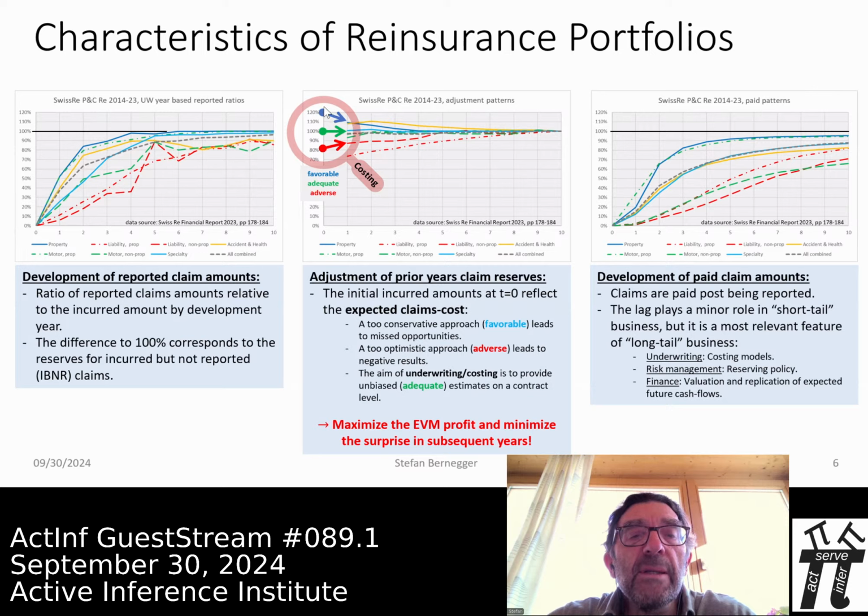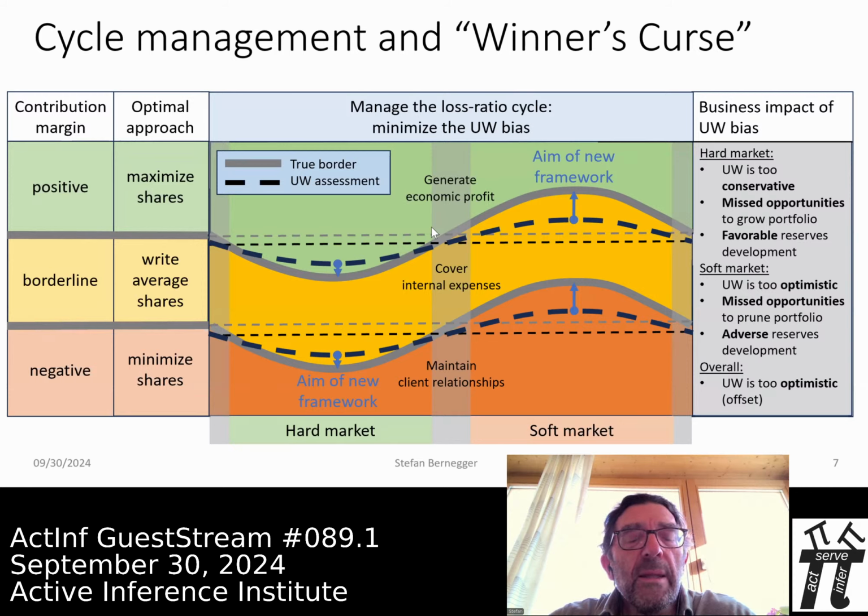But overall, we can say some business starts too high and then has a favorable development. Some starts just at the right level and it's all flat, or you have an adequate estimate at the beginning, and in other cases it's adverse. And this is basically what we want to avoid. Now, there is another complication, and this is that the market is not stable. The market goes through cycles, as we have seen at the beginning with the numbers of Swiss Re.